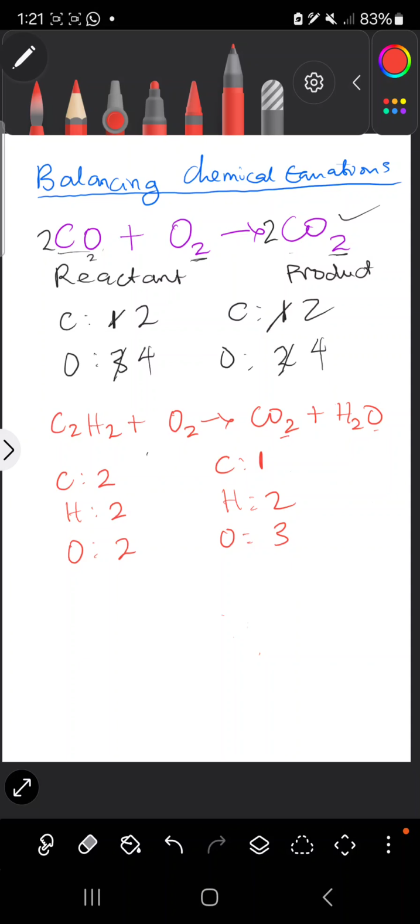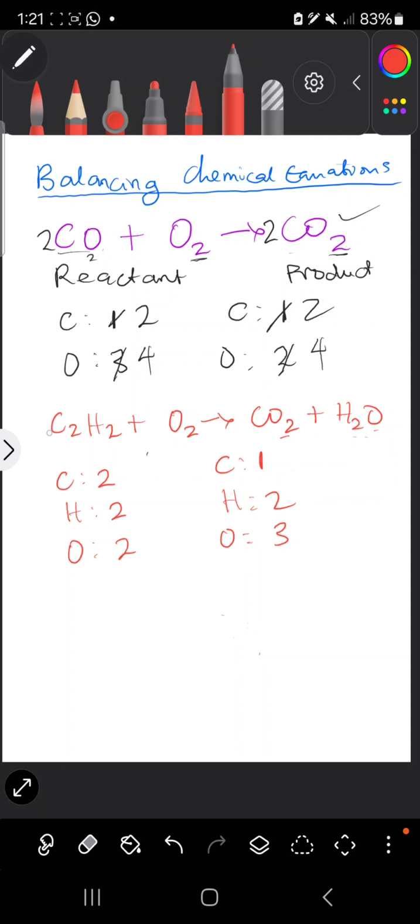We have to obey the law of conservation of mass. So what do we need to do? Remember, balance this by altering only the coefficients, and always start from the most complex molecule. So I will leave out my oxygen because it's not complex. I will leave out water for now.